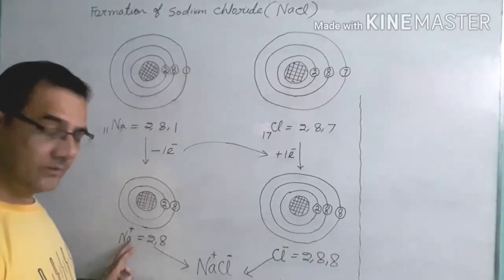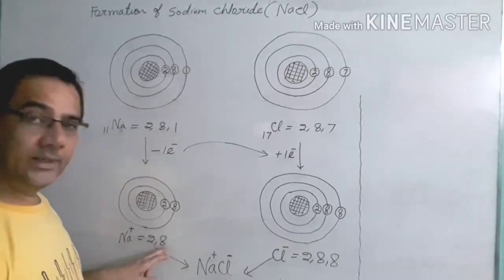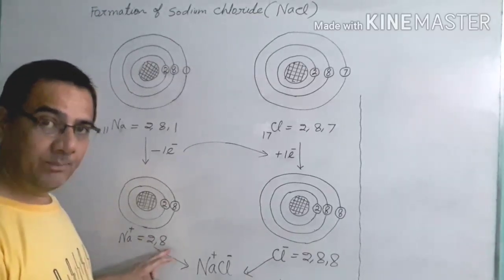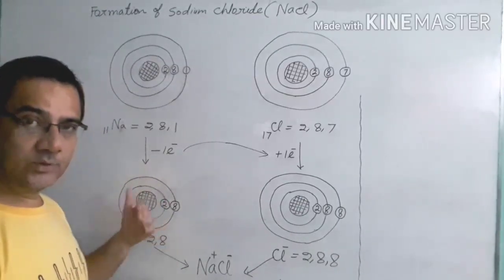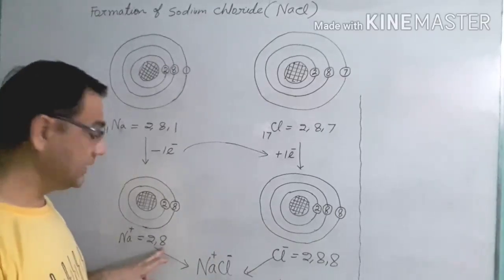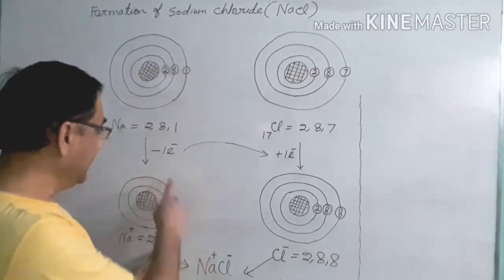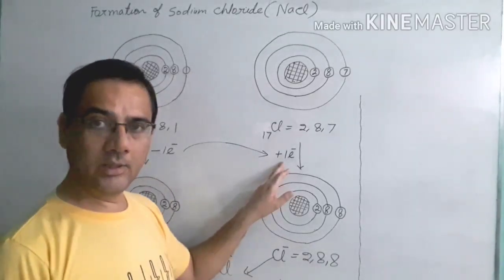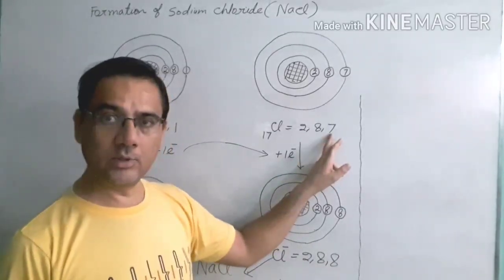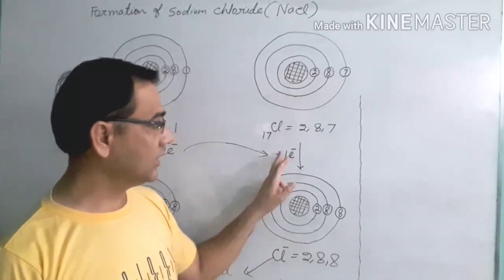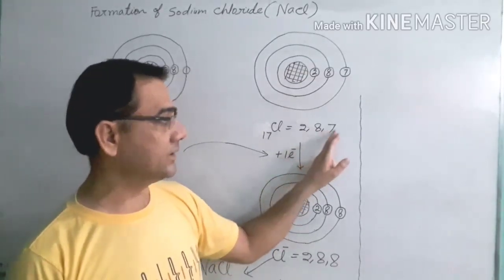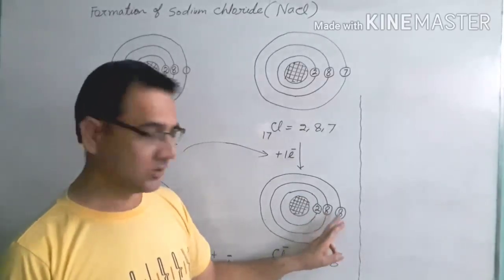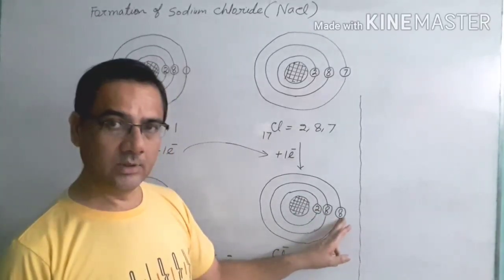And what is the outer configuration? That is 2 and 8. That was the only motive or purpose of this sodium: after losing 1 electron, it acquires 8 electrons in the outermost shell. That electron which is lost by the sodium is gained by the chlorine. It has 7 electrons in the outermost shell, so it gains 1 electron and the configuration becomes 2, 8, 8. So you see, first shell 2 electrons, second shell 8 electrons, third shell 8 electrons.